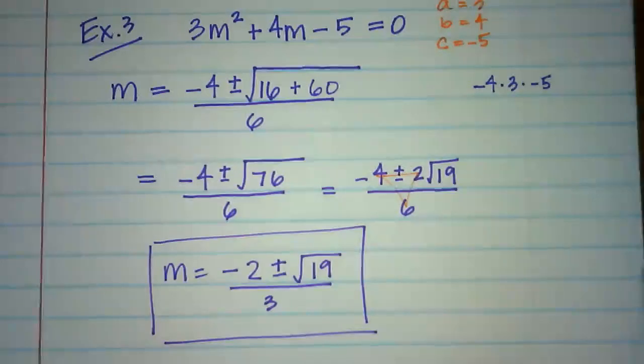And again, we could estimate the square root of 19 as a decimal and then work it out, but it's not worth it. It's not that important for what we're doing. So we can call ourselves done with that one.